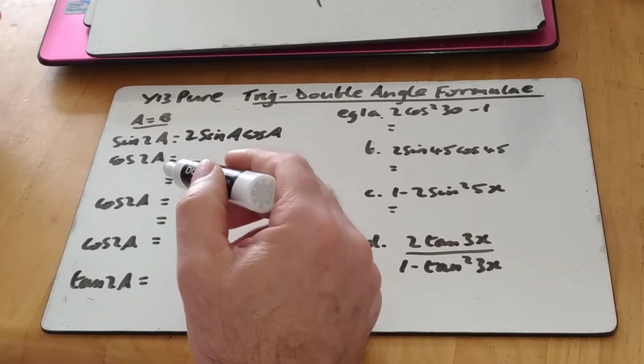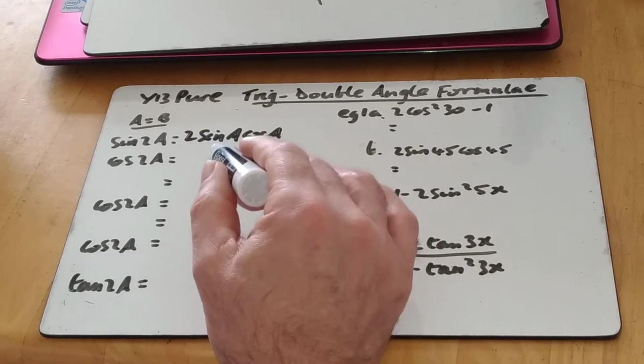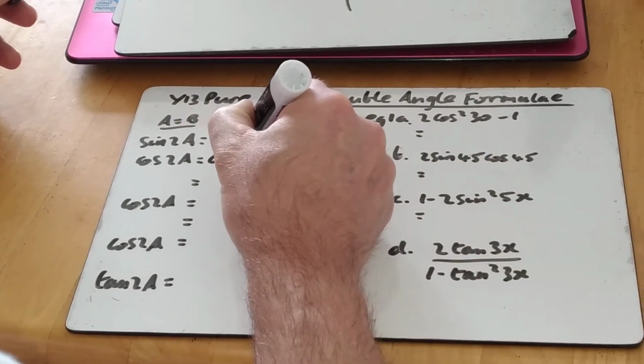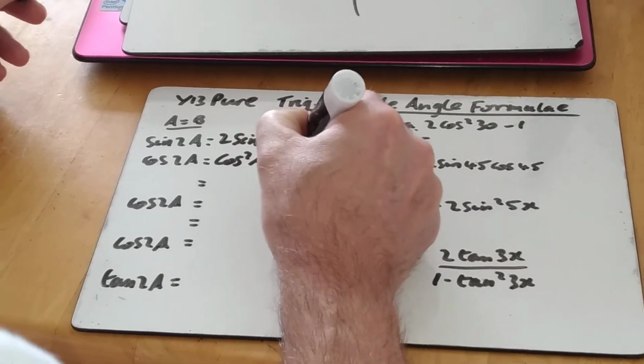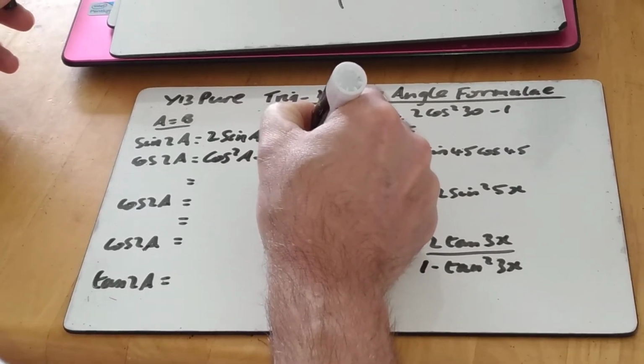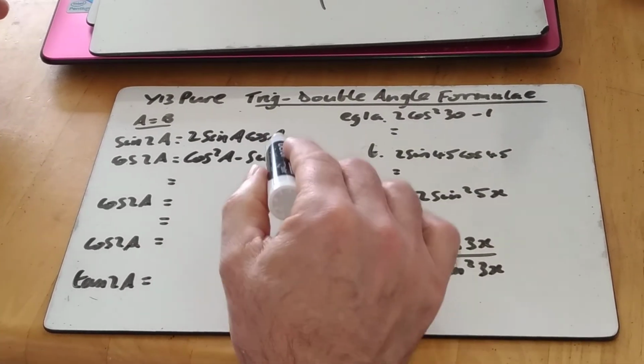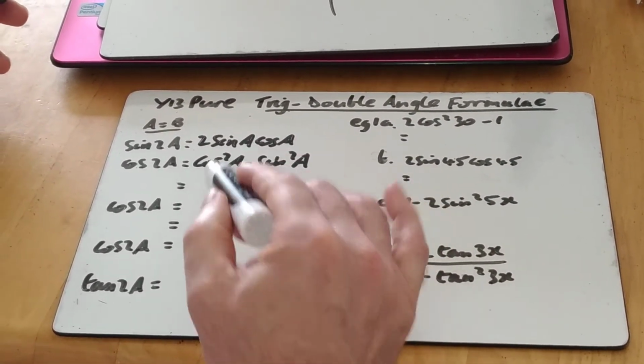We have the derived version. Cos of a sum was cos cos minus sine sine, so when they're both the same, we end up with cos squared a minus sine squared a. Now, that's the derived version. We tend not to use that one. We'll tend to use one of two other versions.